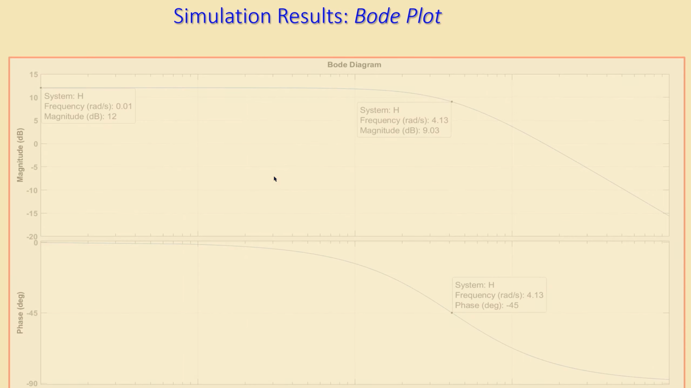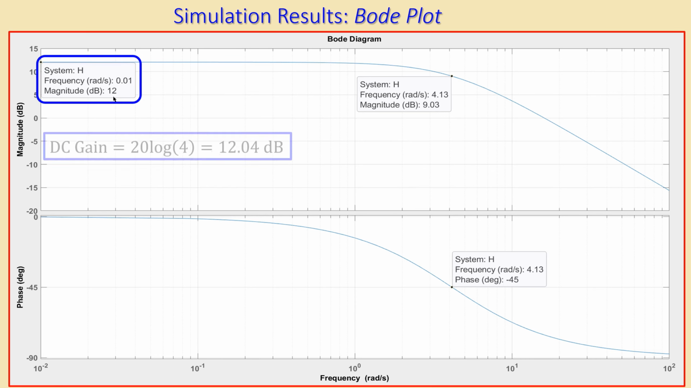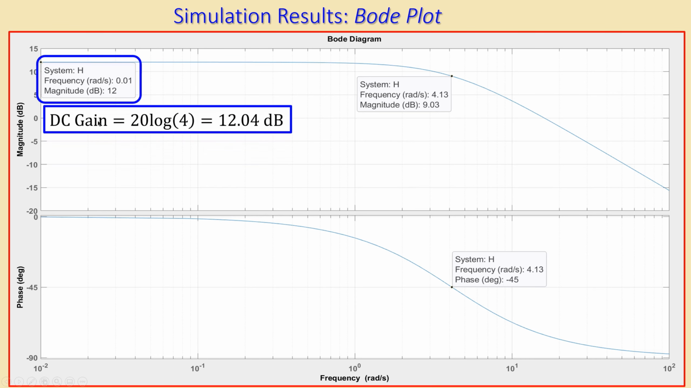But let's also look at a Bode plot for this system. What you see is the following. You have a label here which is at 0.01. That's approximately DC, and I read here 12 dB. So we can see that is one of the points, and you can also calculate that: the DC gain in dB is given by 20 log of the DC gain as a scalar. That will give you 12.04 dB. So the actual value is 12.04 dB, but MATLAB gave, of course, at this frequency, not exactly 12 dB. So this is what we have.